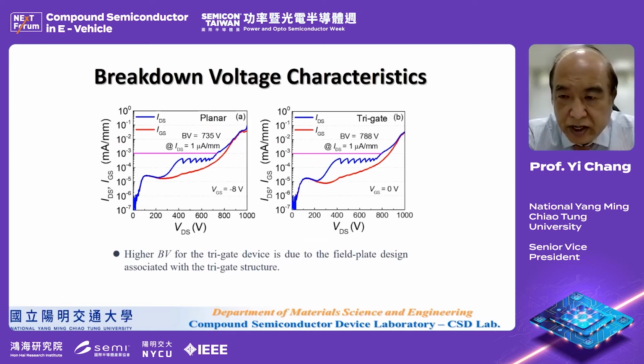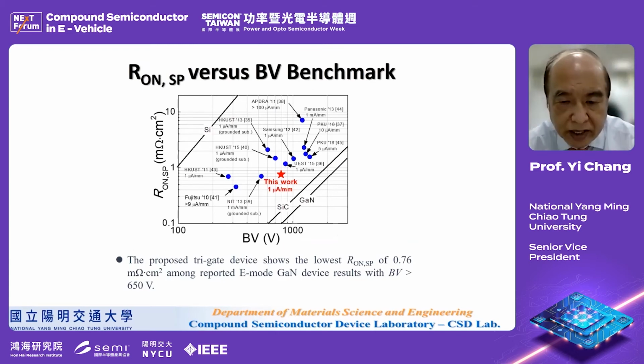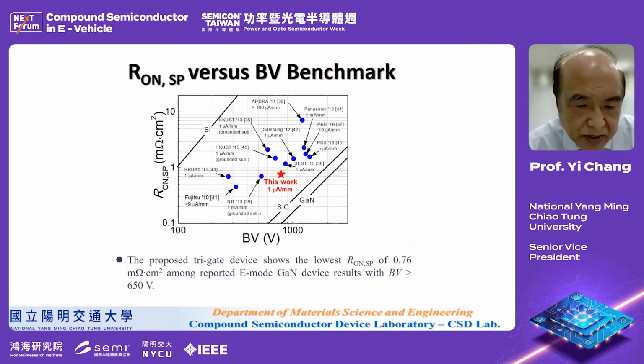In this case, we get around 788 volt breakdown voltage. So overall, the proposed tri-gate device shows the lowest specific R at 0.76 milliohm per centimeter square, the best lowest R among the reported results, with breakdown voltage higher than 650 volt.